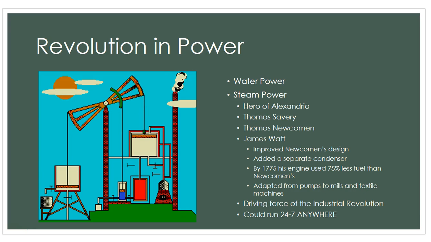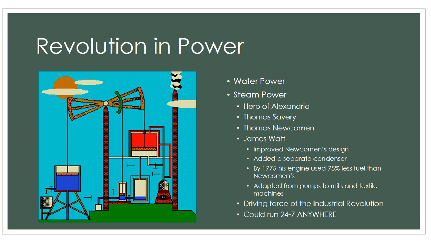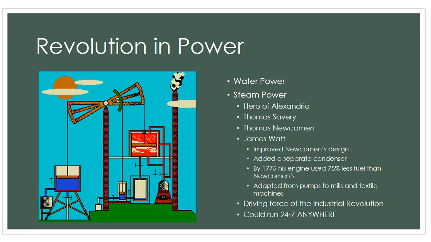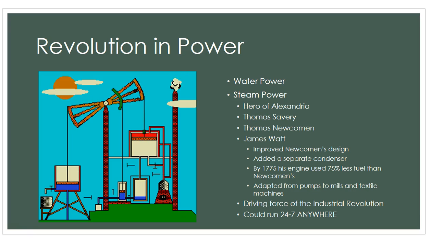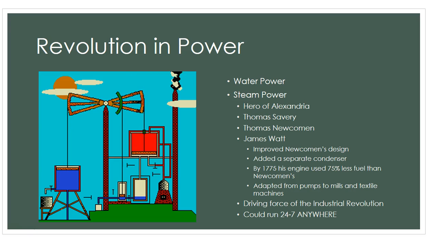By 1775, when he had put the final touches really on his machine, and he began to install them for businesses and whatnot, his engine used 75% less fuel than Newcomen's. So through James Watt, steam power was finally efficient enough to be used more regularly and to be seen as a viable option for different industries than just pumping water out of mines or as a firefighting tool.